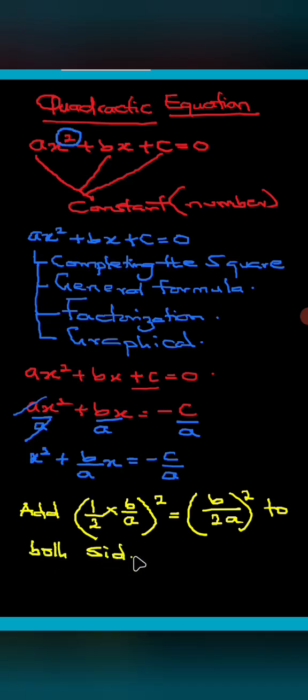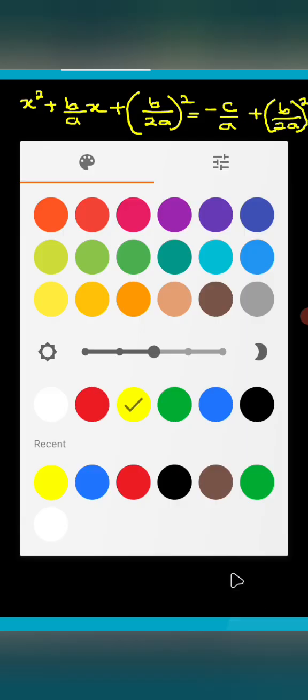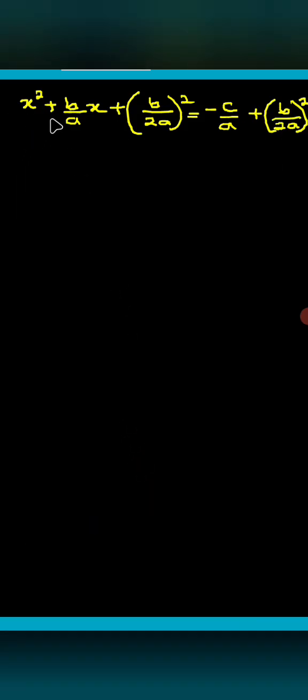So this is where the completing the square comes in. So we are completing the square of both sides. So now the next thing is we'll have x squared plus b all over a x plus what we want to add, b all over 2a squared equals minus c over a plus b all over 2a squared. Now the next thing we'll do here is we'll simplify this, like merge this whole thing into a single bracket with a single square. How do we do that?